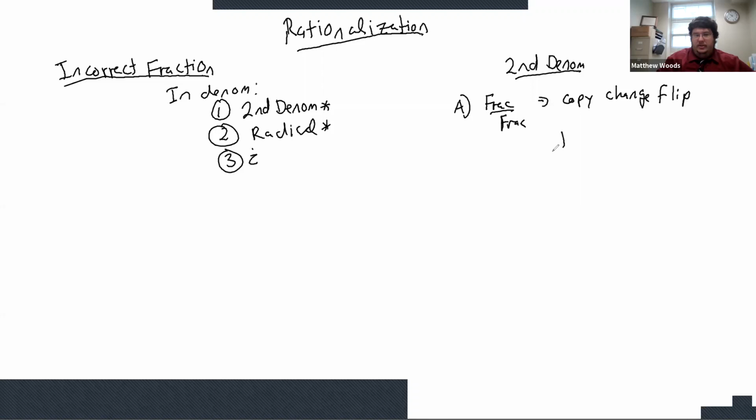But real quick, if you have something like 1 over x, here's my big bar, so that's where I put up my divide sign. Let me rewrite it first. Now I can copy, change, flip. Copy the first one, change the division to multiplication, flip the second. Always throw your whole numbers over 1, multiply across the tops. x over 1, which is just x.